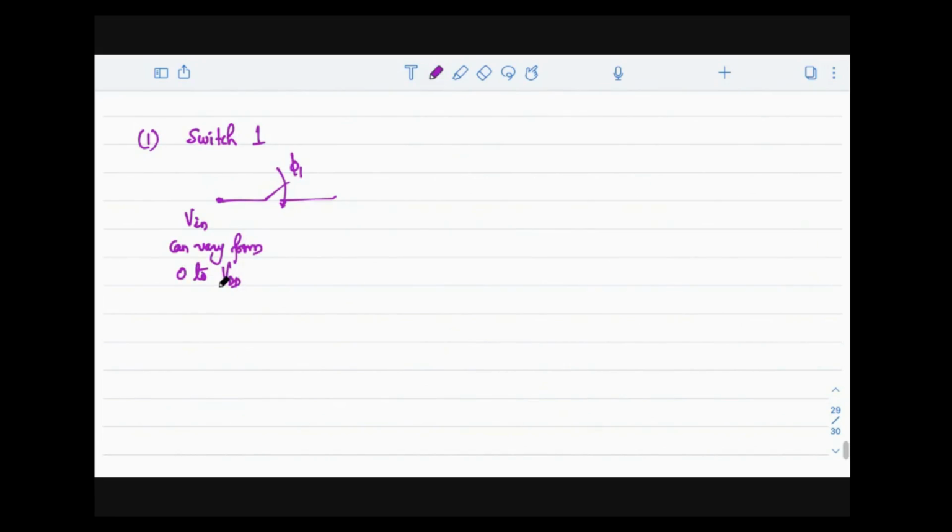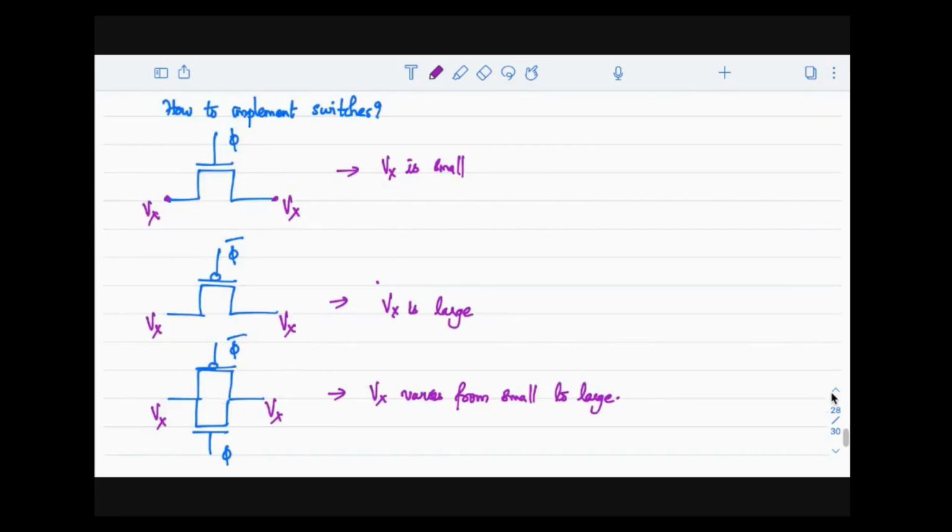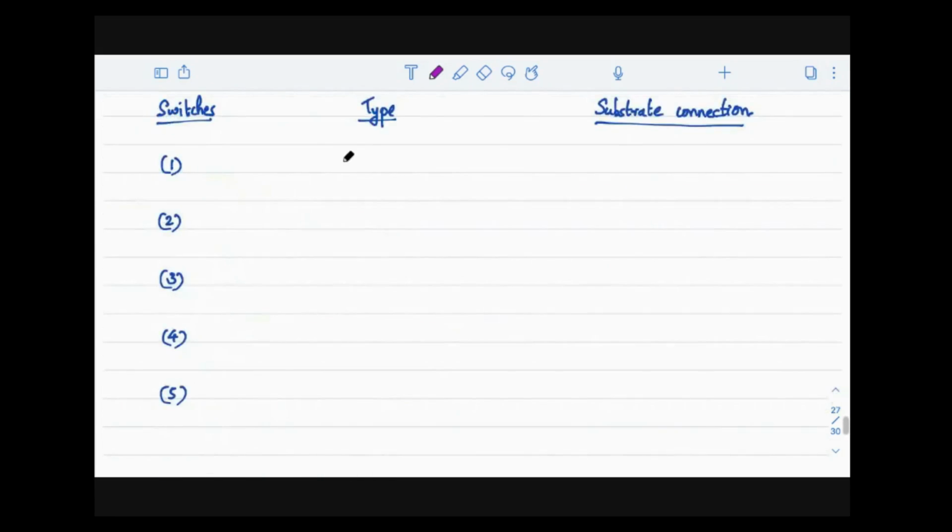What is the most appropriate selection for the switch? Since one terminal is expecting a variation from a small to large value, the appropriate selection of switch 1 will be transmission gate, as per our discussion, right? So this should be a transmission gate switch. I hope you agree to this. So I'll make a selection here. So the first switch is a transmission gate switch. When I say transmission gate switch, I'll just mark it here.